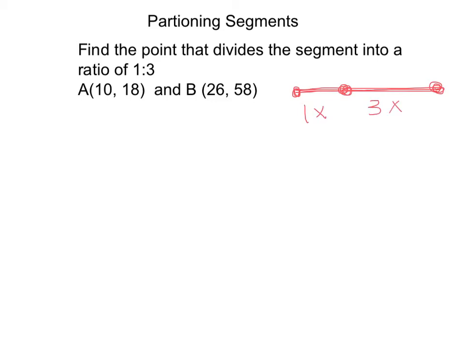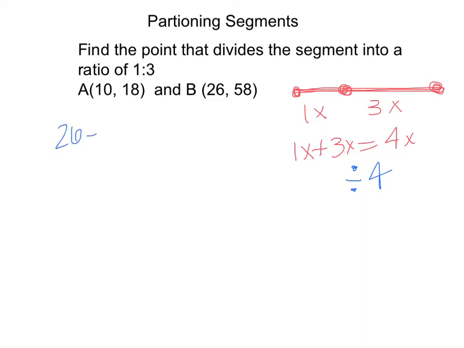In essence, what you're going to need to do is take that 1x plus 3x to get 4x, and you'll want to divide your distances from the x coordinates and your distances from the y coordinates by 4. So we're going to divide by 4 here. The first thing we're going to do is figure out the difference in the x's, which is kind of like the slope.